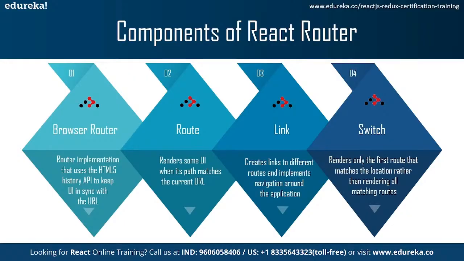Moving to Route, Route is the conditionally shown component that renders some user interface when its path matches the current URL. Talking about Link, the Link component is used to create links to different routes and implement navigation around the application, and it works like HTML's anchor tag. And talking about Switch, the Switch component is used to render only the first route that matches the location rather than rendering all matching routes.